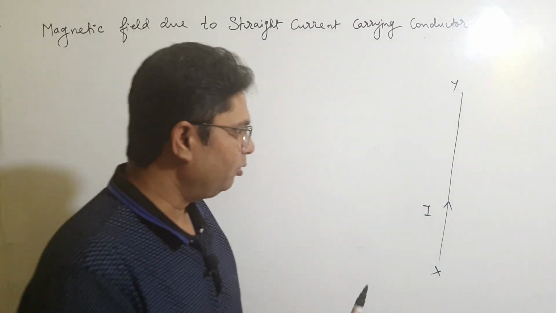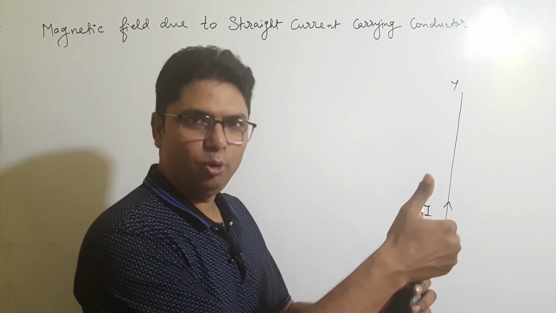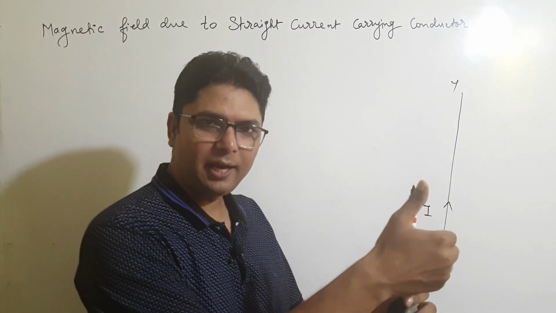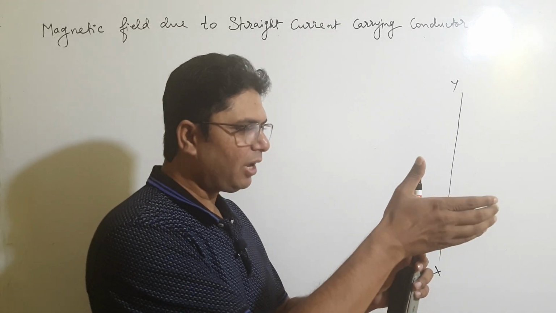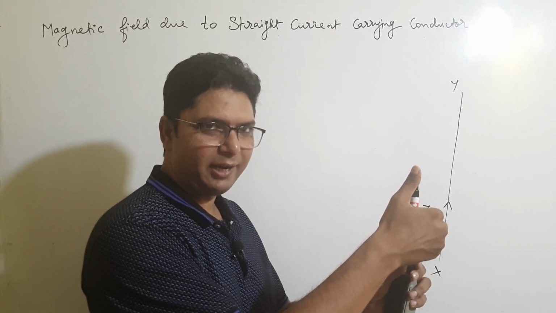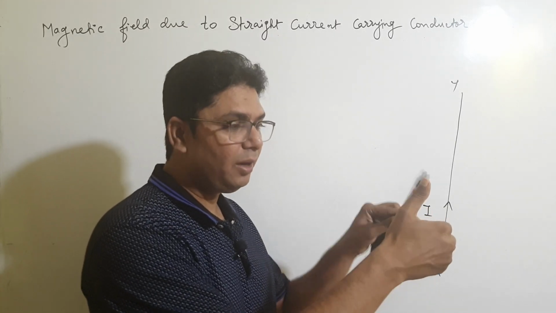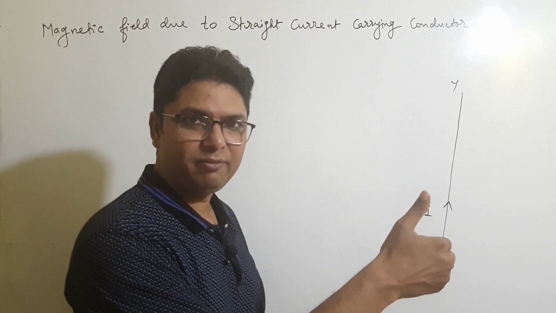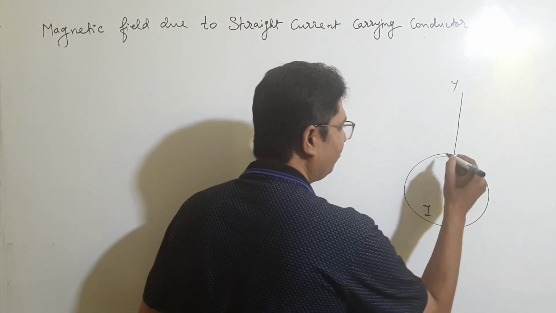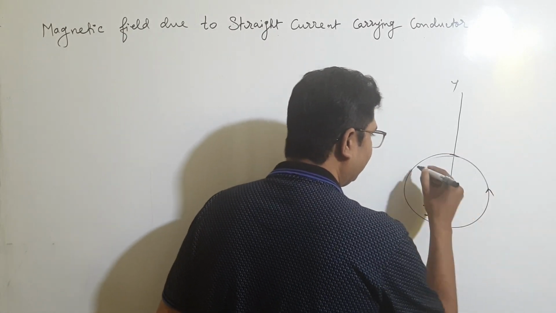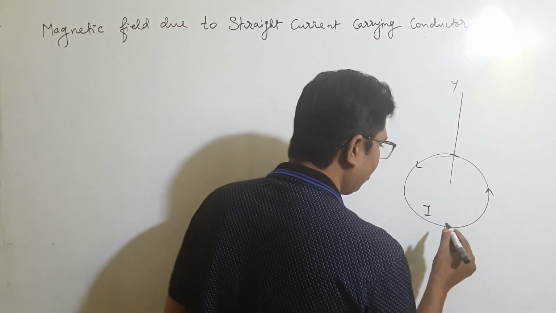Then according to the right hand thumb rule, or you can say right hand grip rule also, the magnetic field can be obtained by your right hand grip rule. Here we are holding the current carrying wire by our right hand, then the thumb indicates the direction of current, then the grip will indicate the direction of magnetic field. So this grip is indicating the direction of magnetic field. So the magnetic field is anti-clockwise here.